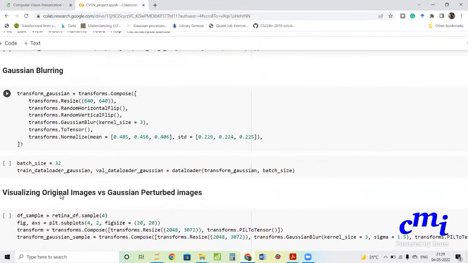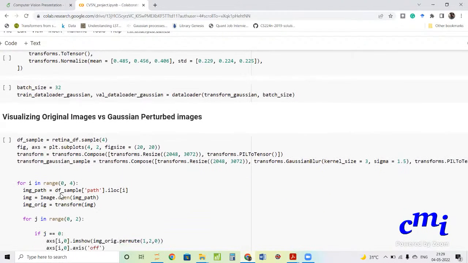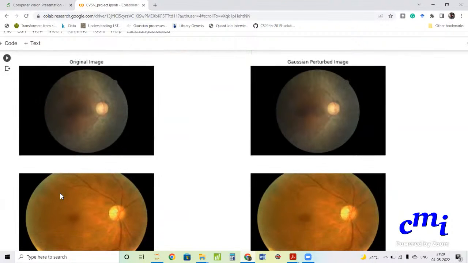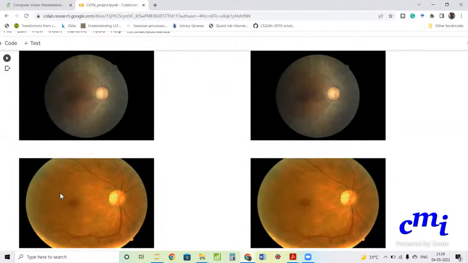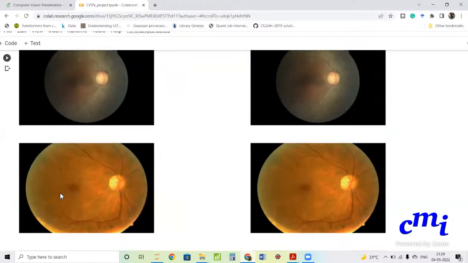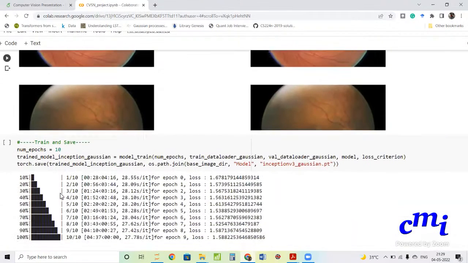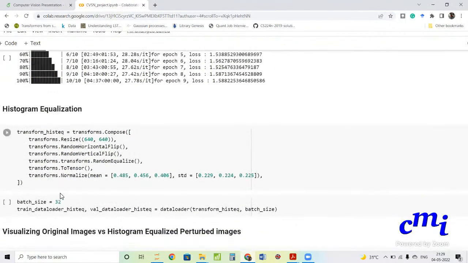Next we perform Gaussian blurring. Again we resize the images, followed by random horizontal flip and vertical flip. Next we use a low pass Gaussian filter of dimension 3 by 3 and the default sigma, that is the variance. This is an example of what Gaussian blurring is doing: the edges are smoothed out and it works on each of these pixels. We have trained this model and saved it.